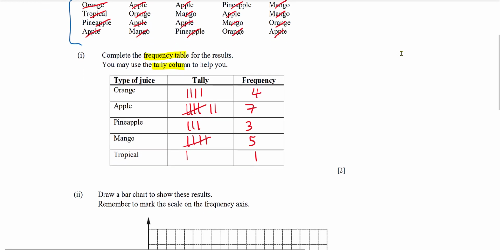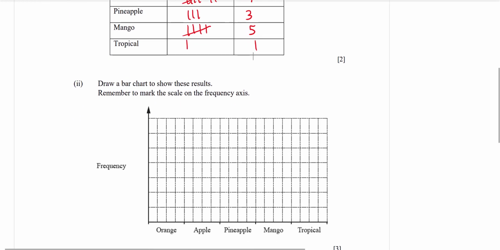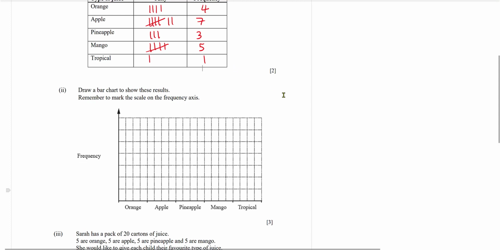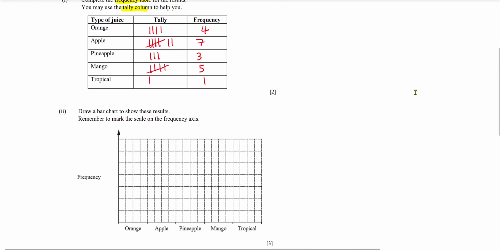So if we scroll down a bit for part 2, and we'll just zoom out a little bit so we can see a bit more. There we go. Okay, so we have to draw a bar chart to show these results, and remember to mark the scale on the frequency axis. So we've got our frequency axis, this one here. So we've got 0, and then we can have 1, 2, 3, 4, 5, 6, 7, and we can just draw this in.